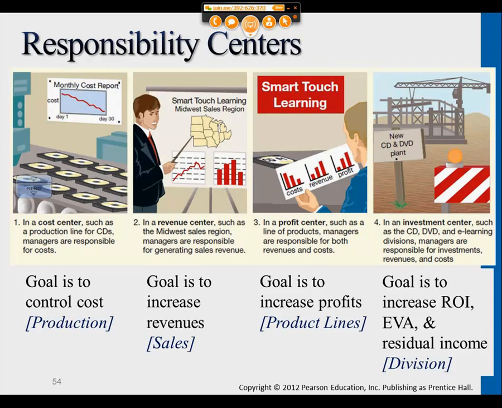The third one is our profit center. For a particular line of product, for example the line producing Excel DVDs or whatever that line of product is, there are managers who are responsible for revenues and for costs, right? So here the goal changes a little bit. It's an increase in profit.